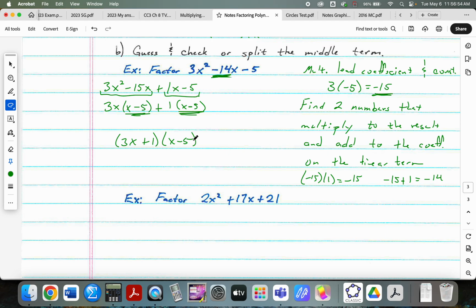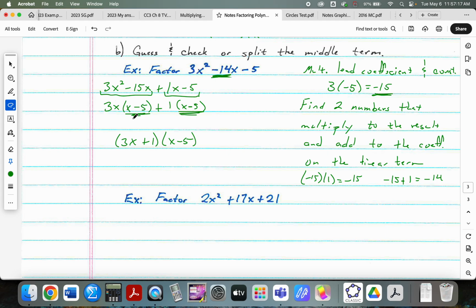I like splitting the middle term for ones where the leading coefficient isn't 1 most of the time. Sometimes I just look at it and go, okay, and I think about it for a little while and I can come up with the right answer. Sometimes it's really ugly, especially like on this one, since it's 3x squared.